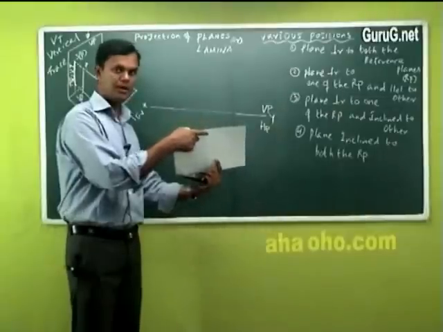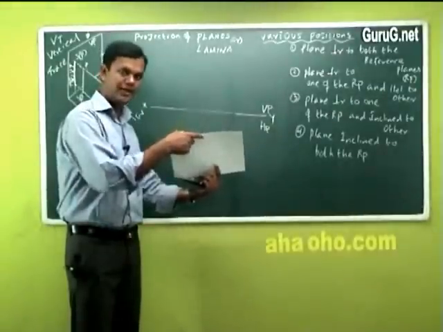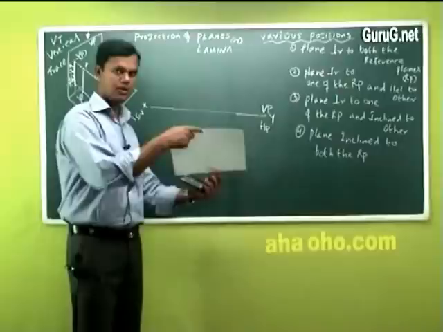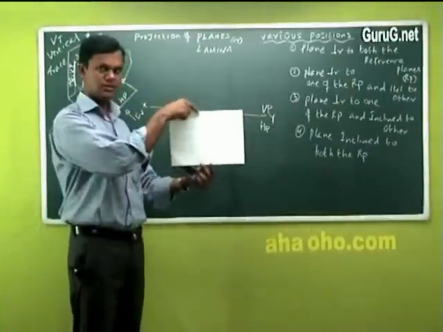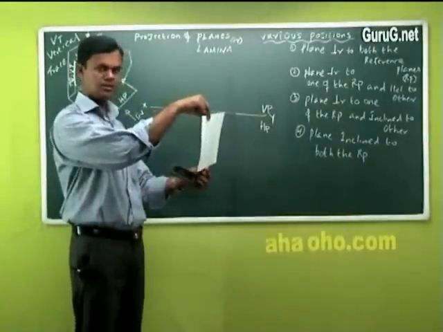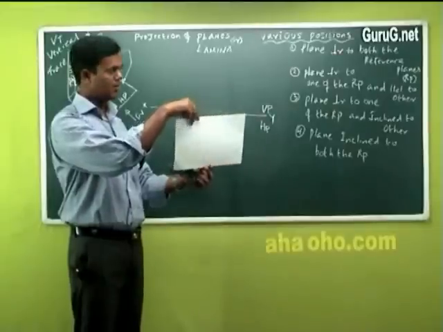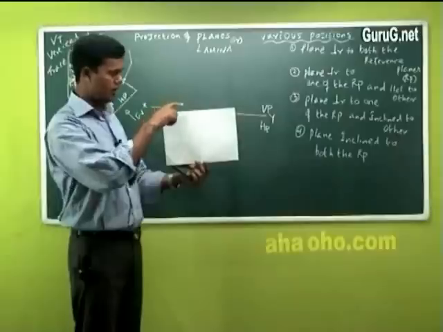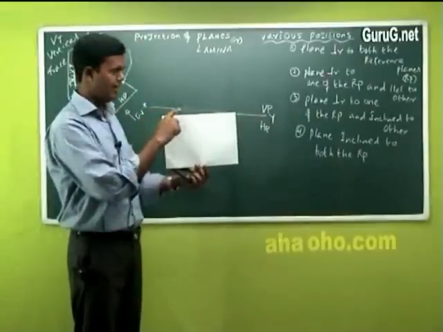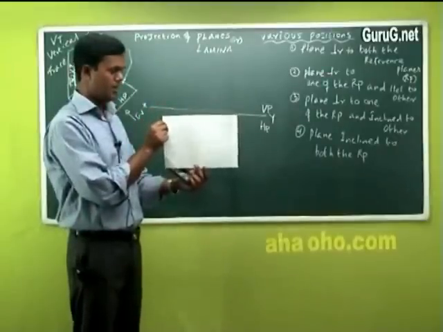How to make it both parallel? The plane has to be parallel to both. How do you make it? Like this? Not possible. Like this? Again perpendicular. Like this? Not possible. I am not making that, but what is wanted is a plane perpendicular to one of the reference planes and inclined to the other. That means the plane is perpendicular.